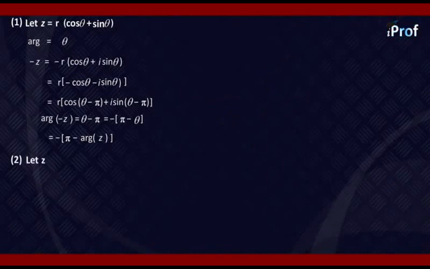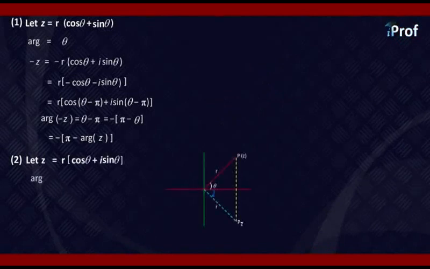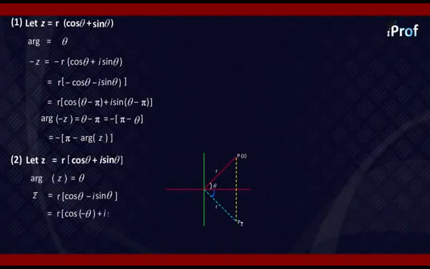Let z equal r times (cos theta plus iota sin theta). Therefore, argument of z is equal to theta. Z bar will be represented by P dash, which is r times (cos theta minus iota sin theta), which can be written as r times (cos of minus theta plus iota times sine of minus theta). Hence, argument of z bar is minus theta, that is minus times argument of z.